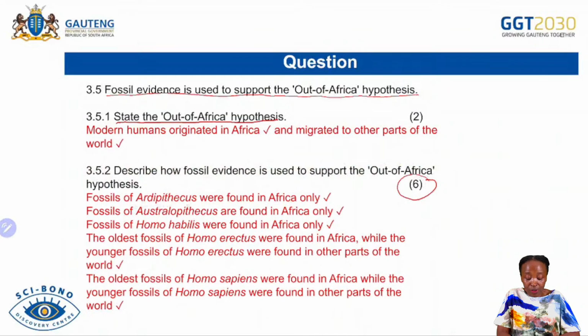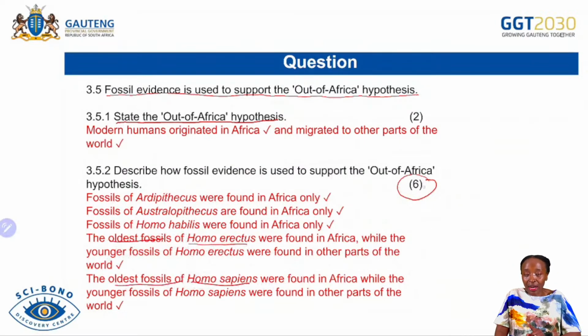Yes, fossils of Ardipithecus, found in Africa only. Fossils of Australopithecus, found in Africa only. Homo habilis, Homo erectus, oldest fossils of these found where? In Africa. And then the oldest fossils also of the Homo sapiens were found in Africa, while the younger ones were found out of Africa. So we have oldest Homo erectus, oldest Homo sapiens, those were found in Africa.